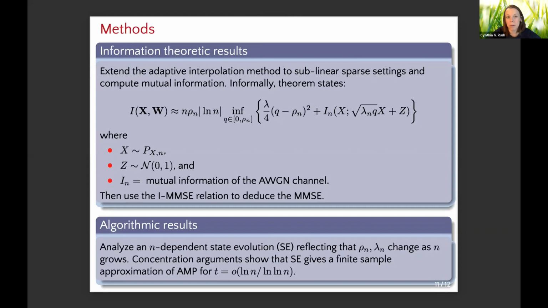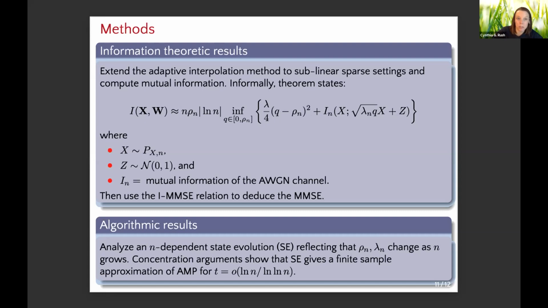And this is basically using the state evolution analysis of AMP, which is just a sort of recursion that allows us to exactly characterize its performance. And so when rho is constant, so when the sparsity is constant, the validity of this state evolution analysis follows from standard AMP theory.